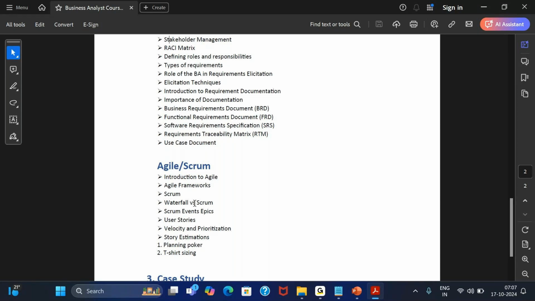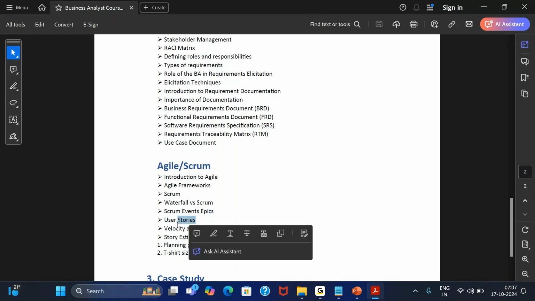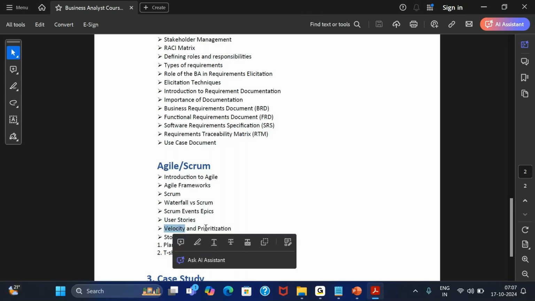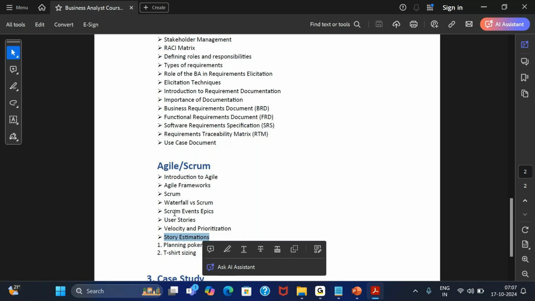Then, as a BA, how do we manage the product backlog by working on epics and user stories? What is velocity and what is prioritization? And how does the estimation of the user story that we create work?